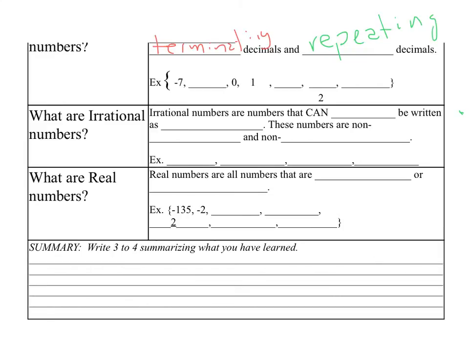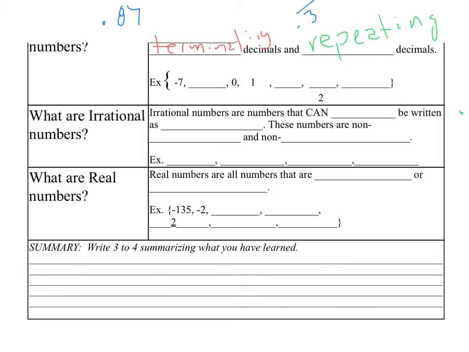Okay, and terminating decimals are just decimals that terminate, like 0.87. That terminates because there's no more numbers after 7. And a repeating decimal is just, for example, 0.3 repeating with the bar. Those are repeating decimals, and those are terminating decimals.